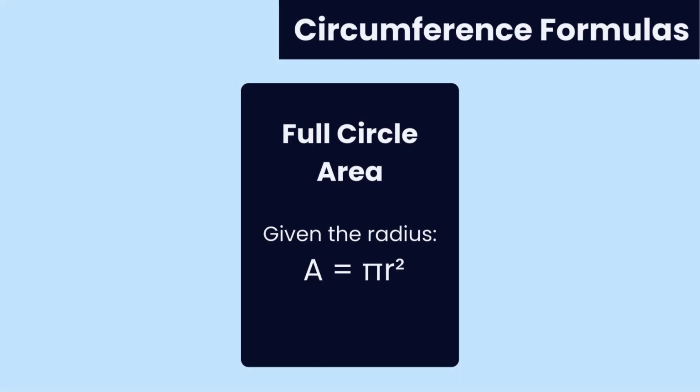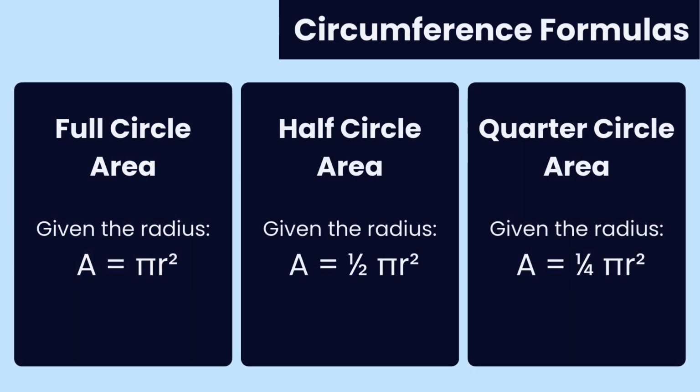To handle curved sections, we need area formulas for circles. The main one to remember is the area of a full circle. A equals pi times the radius squared. So with the full circle formula being area equals pi times the radius squared, a half circle is half of that, 1/2 pi radius squared. A quarter circle is 1/4 of the full area, 1/4 pi radius squared. All these curved pieces come from that one main formula.